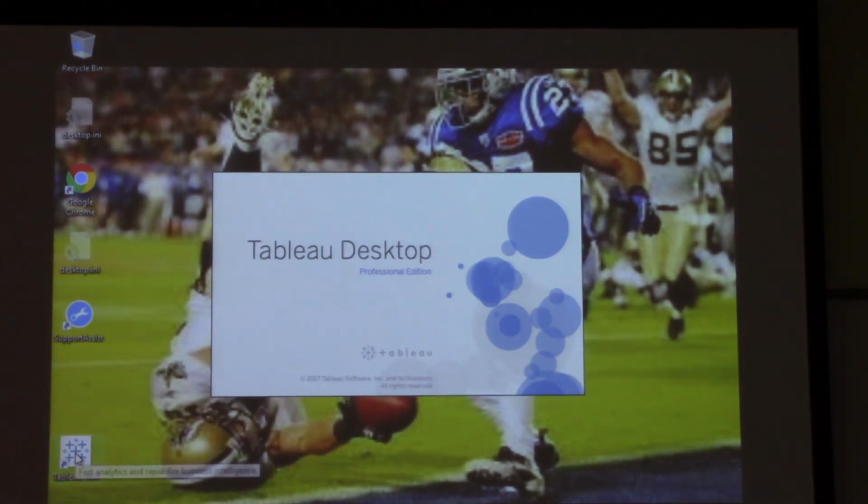So I'll send you the Tableau. Weird, right? What happened?